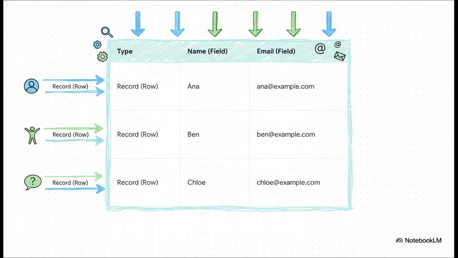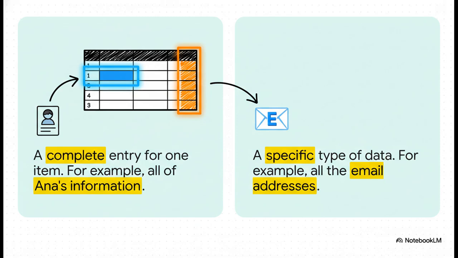Now look at the rows going side to side. Each row is one complete entry. So, for example, you have all of Anna's info in one row. We call that a record. And that's the big takeaway here, the difference between the two. A record, a row, is the whole story for one thing, like Anna. A field, a column, is just one piece of the story, like email address, but for everybody. It's this simple grid that's the secret sauce. It keeps everything consistent, which means you can find stuff incredibly fast.